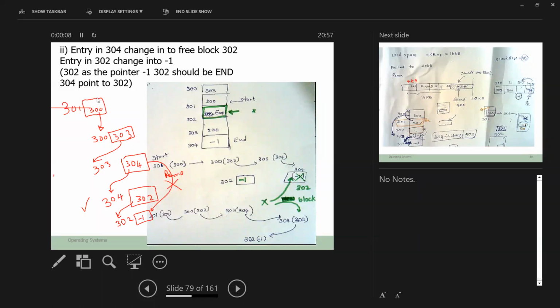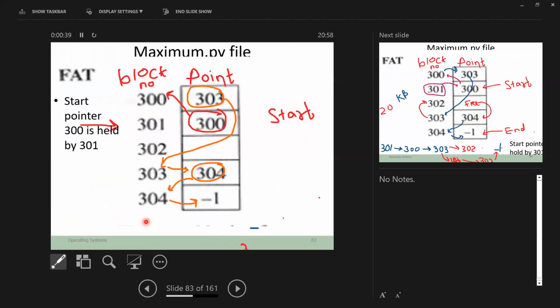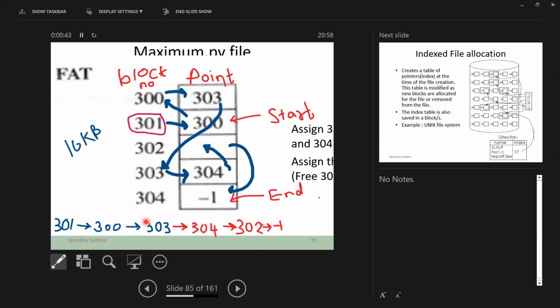Earlier 301 was holding 300. Then 300 is holding 303, and 303 is holding 304. Earlier 304 was pointing to -1. So now 304 is going to point to the 302 place. Then 302 is going to point to -1. So shall we draw this one here? By looking at this, 301 is pointing to 300, 300 is pointing to 303, and 303 is pointing to 304.